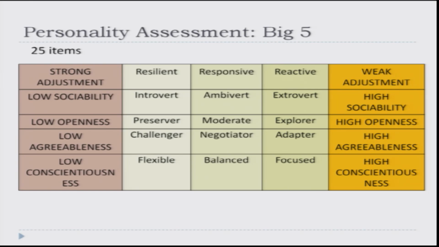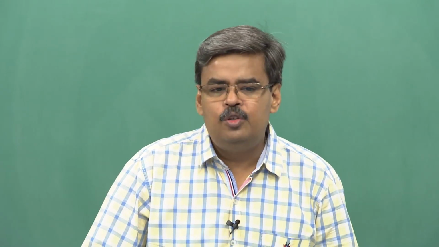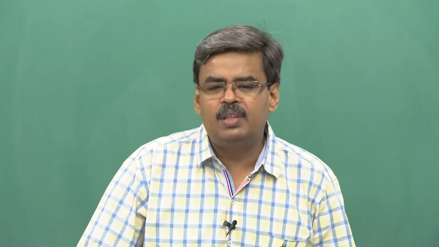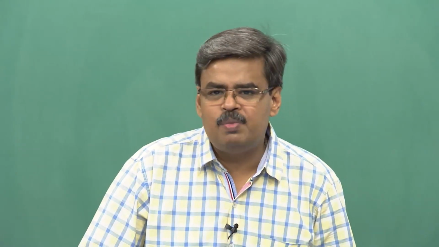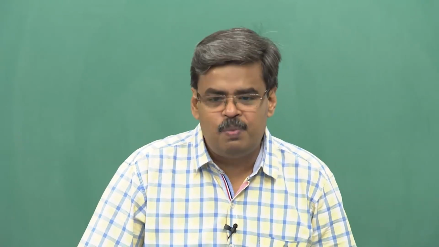The other side of the continuum is weak adjustment, high sociability, high openness, high agreeableness, and high consentaneousness. So, these are now completely bipolar type of things, and within these 2 extreme ends lie 3 different possibilities. For example, based on the score that you obtain on these 25 items on Big 5, you could fall in one of the categories. So, between strong adjustment and weak adjustment, the possibilities are you could be resilient, you could be responsive, you could be reactive.